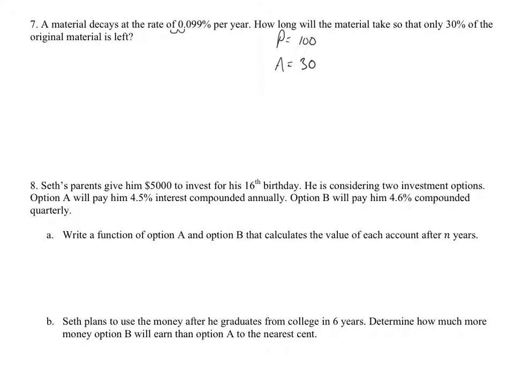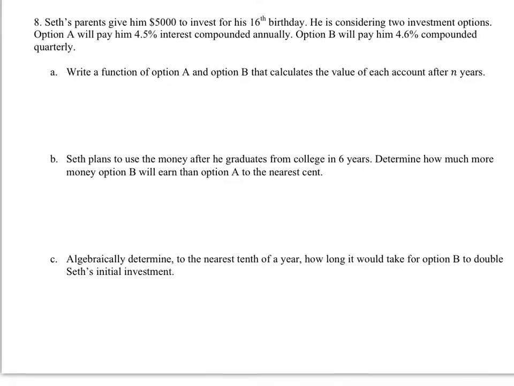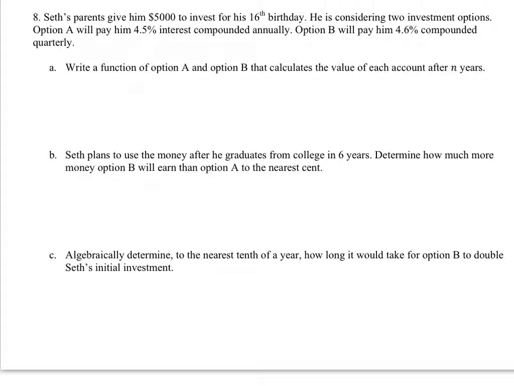Now let's talk about 8. Seth's parents gave him $5,000 to invest for his 16th birthday. He's got 2 investment options, and he's going to pick between them. Option A will pay him 4.5% interest compounded annually. You see that word compounded? That's a big deal. That means you're going to be dividing the rate by something. Here, it's annually, so it's going to end up being 1. But option B is 4.6% compounded quarterly. So that is going to affect our value.